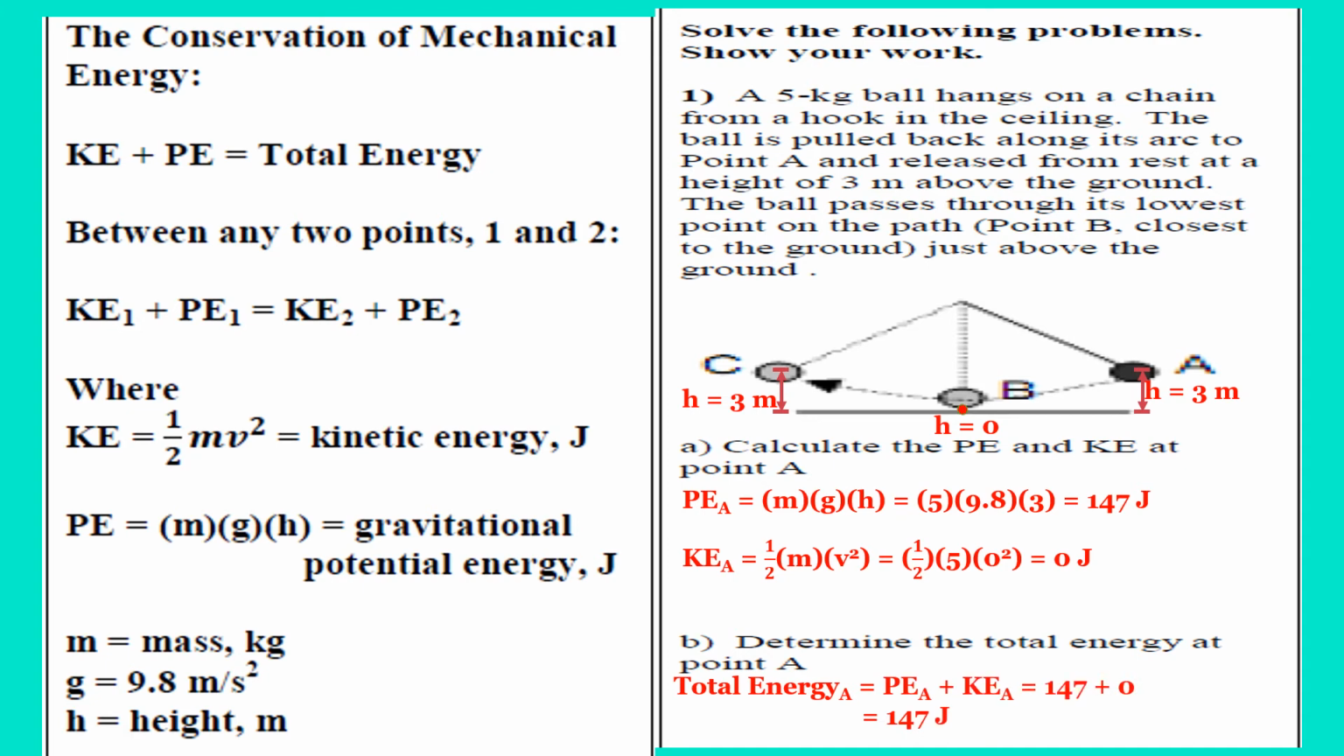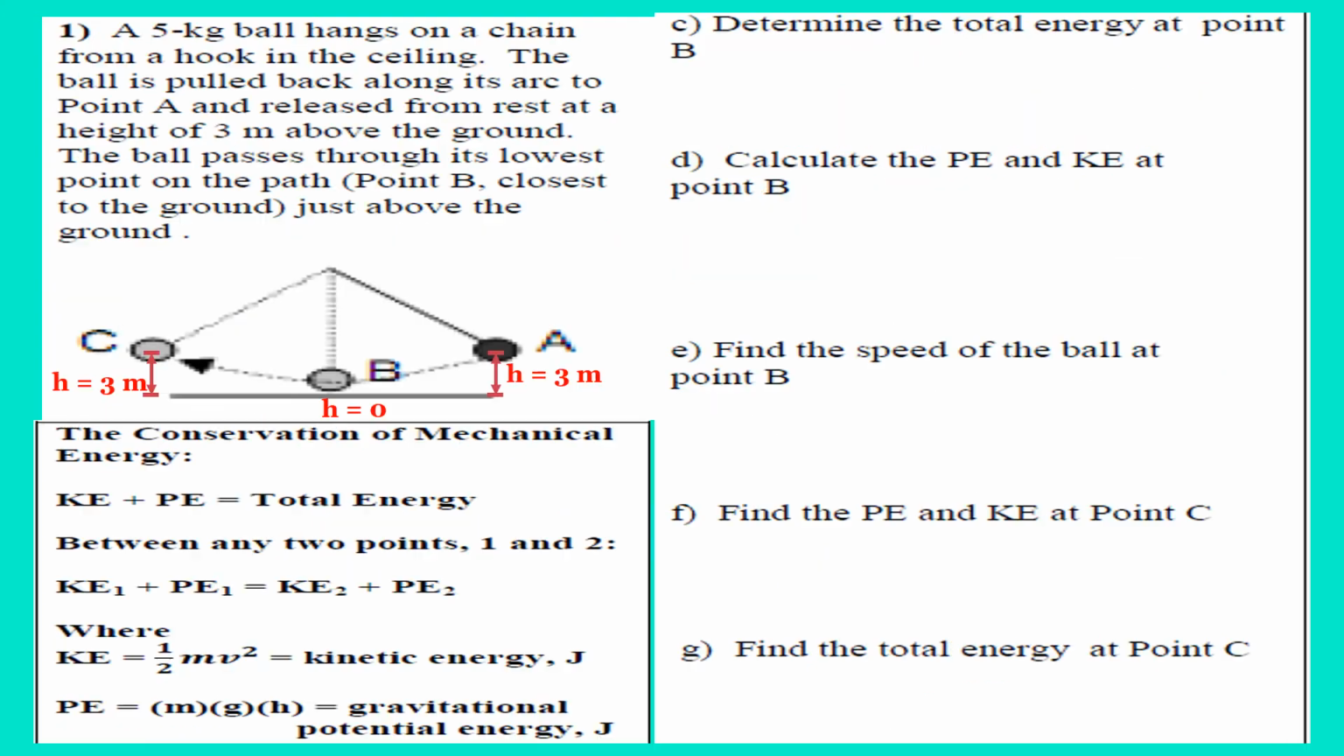Determine the total energy at point A. The total energy at point A is the sum of the potential energy at point A and kinetic energy at point A. So 147 plus 0 equals 147 joules. Letter C. Determine the total energy at point B. At point B, that is the lowest point, the height therefore is 0. So the total energy at point B equals total energy also at point A by conservation of energy, which is 147 joules.